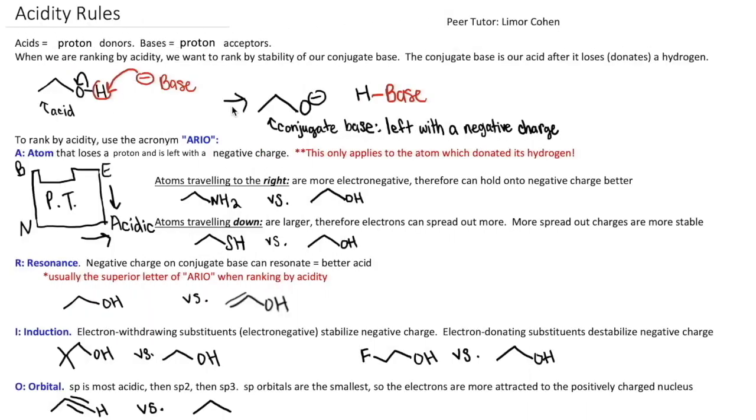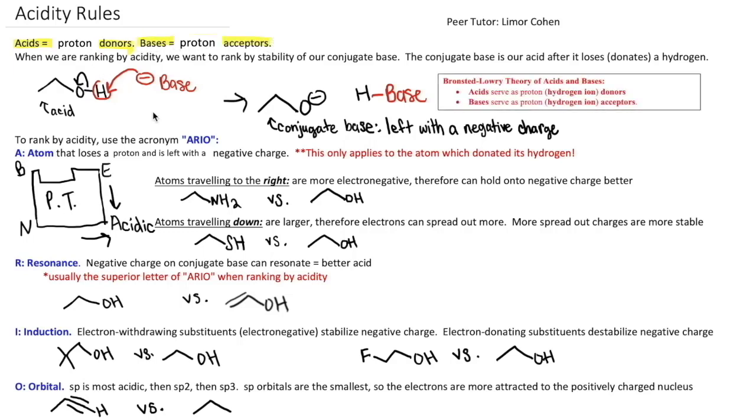Today we're going to be going over rules as to how to rank molecules by their acidity. And this requires for us to have some general knowledge of how acids and bases work. So acids are hydrogen donors, meaning they donate protons, also called hydrogens, to bases, which are hydrogen acceptors.